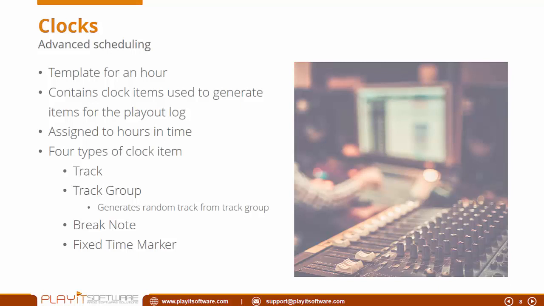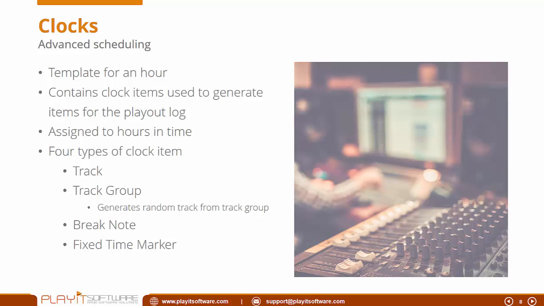You should ensure that your Playout policies are not too restrictive, as this will cause the scheduler to be unable to pick any tracks for that track group. A breaknote clock item will make the scheduler generate a breaknote Playout log item. A breaknote is a specific duration of silence with a note attached. It can be used to insert silence for 2 minutes of news, for example, or simply indicate to the presenter to promote a competition.